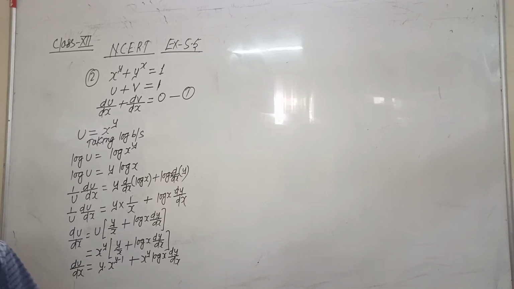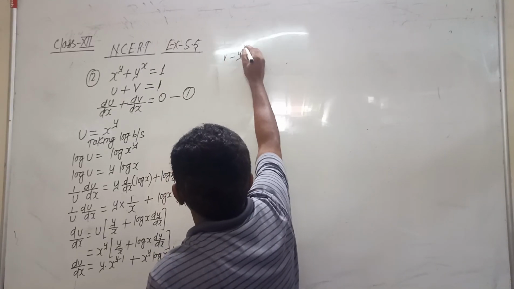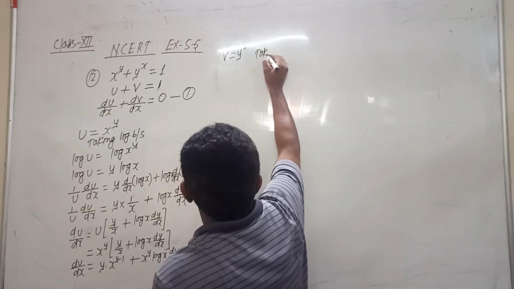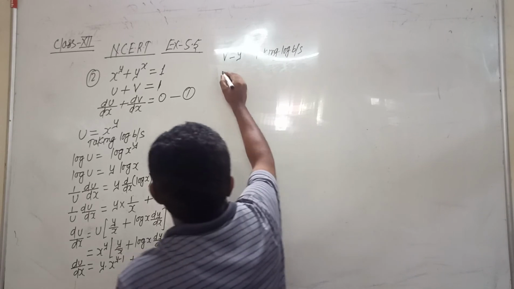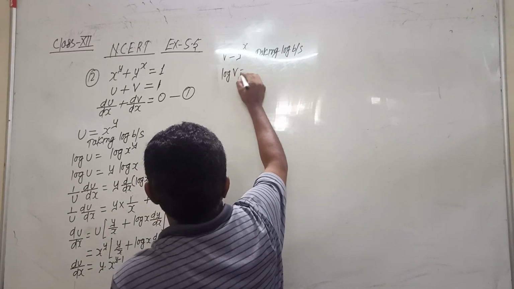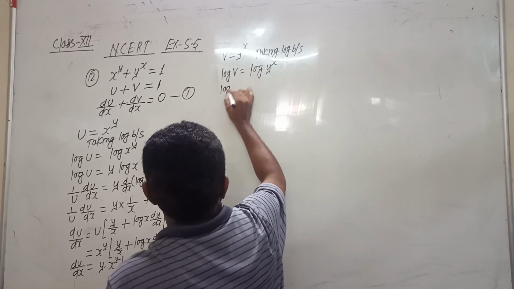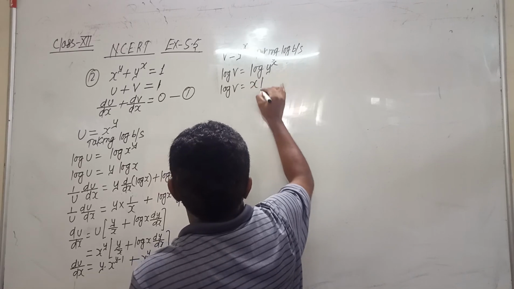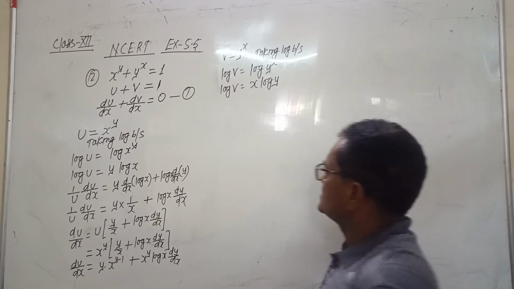du by dx equals y into x raised to the power y minus 1 plus x raised to the power y log x and dy by dx. Now we solve v equals y raised to the power x. Taking log on both sides, it gives log v equals log y raised to the power x, and this becomes x into log y. Now differentiate both sides with respect to x.